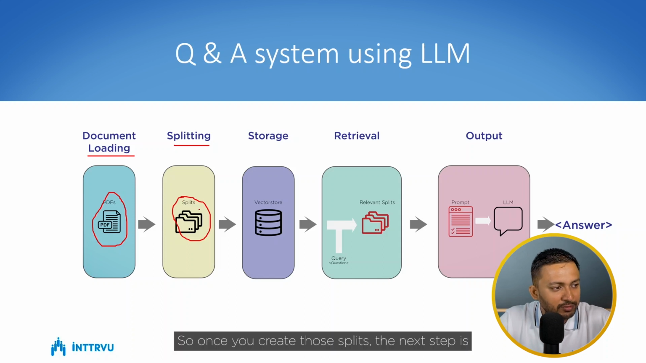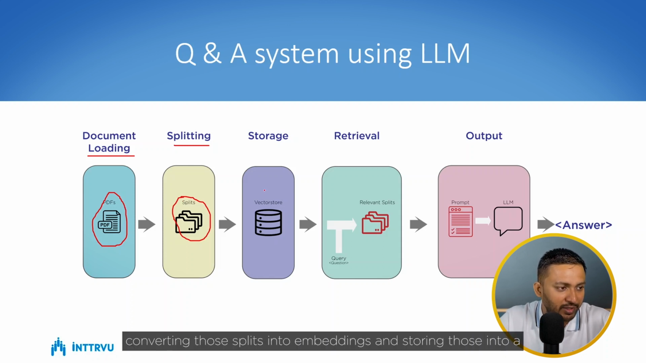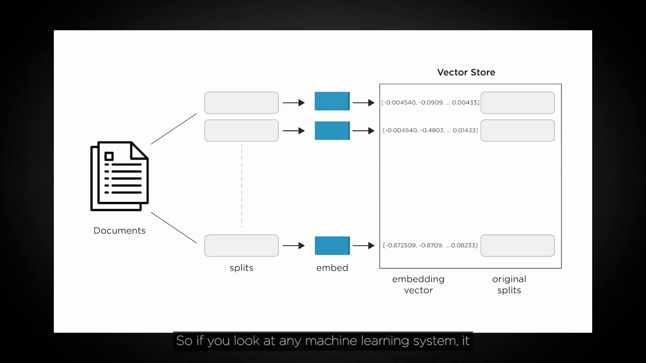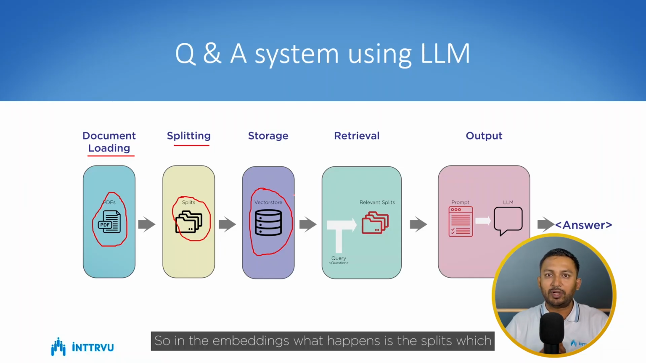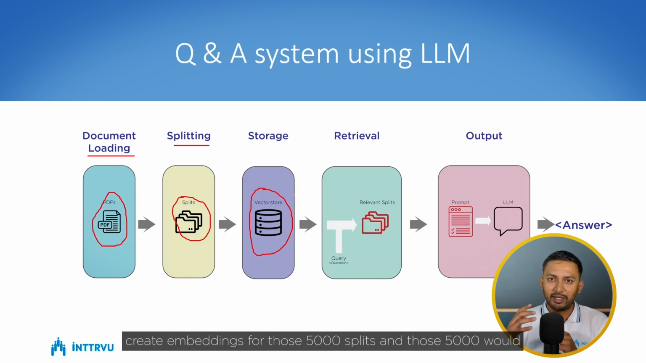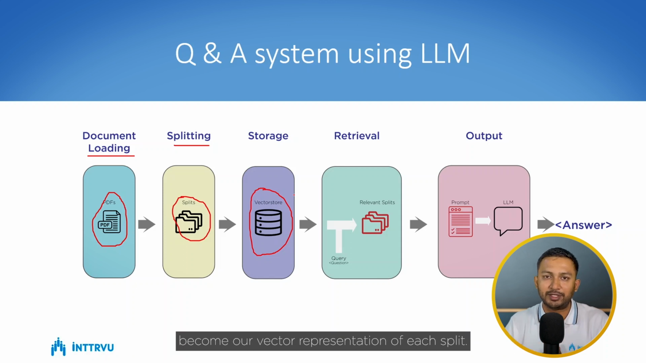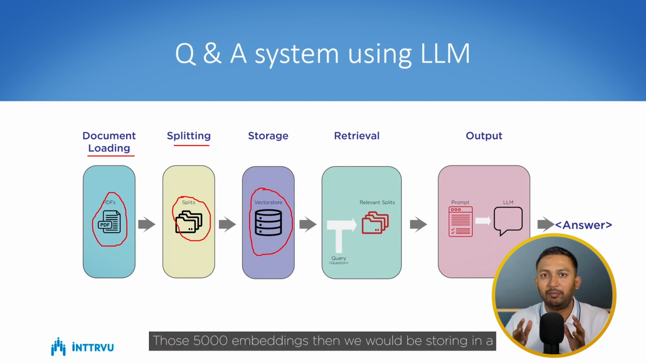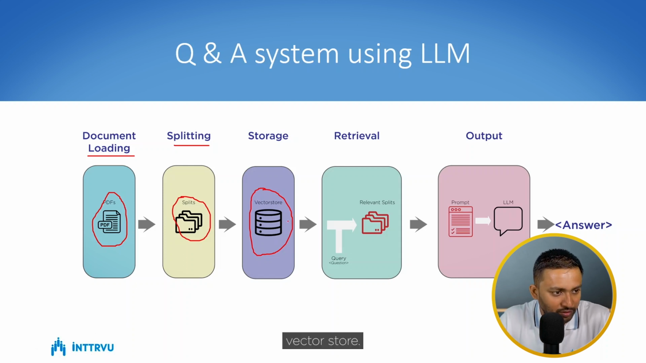Once you create those splits, the next step is converting those splits into embeddings and storing them in a vector store. Now what is an embedding? Any machine learning system won't be able to understand text on its own, so it converts that text into a numerical format, because it understands numbers. So we convert the splits we have created into a numerical format. Suppose we have created 5000 splits, then we would create embeddings for those 5000 splits, which become the vector representation of each split. Those 5000 embeddings we then store in a vector store.